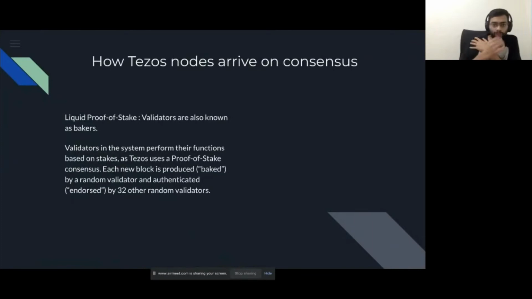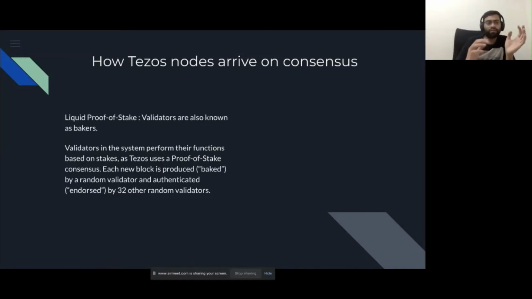So consensus, as we all understood, is a hard problem to solve, right? There are multiple blockchains solving it in different ways. Bitcoin and Ethereum do it with proof of work, right, which is mining. I'm not going to get into that, but how Tezos does it is what is known as liquid proof of stake.